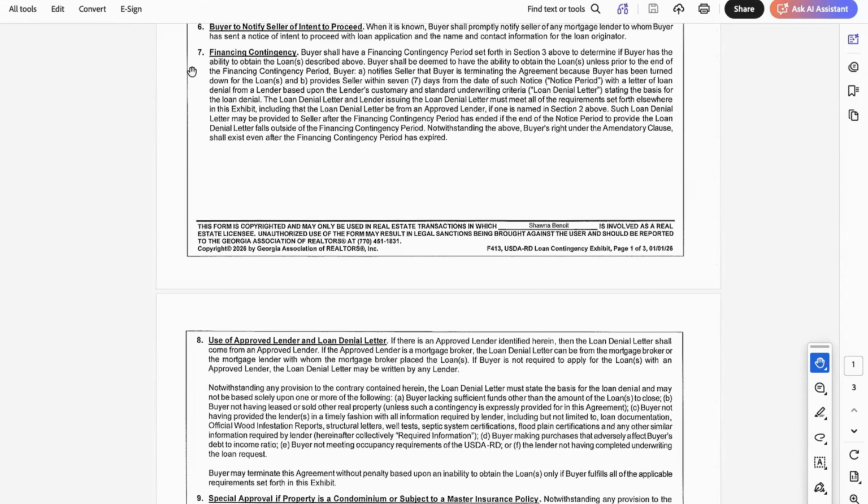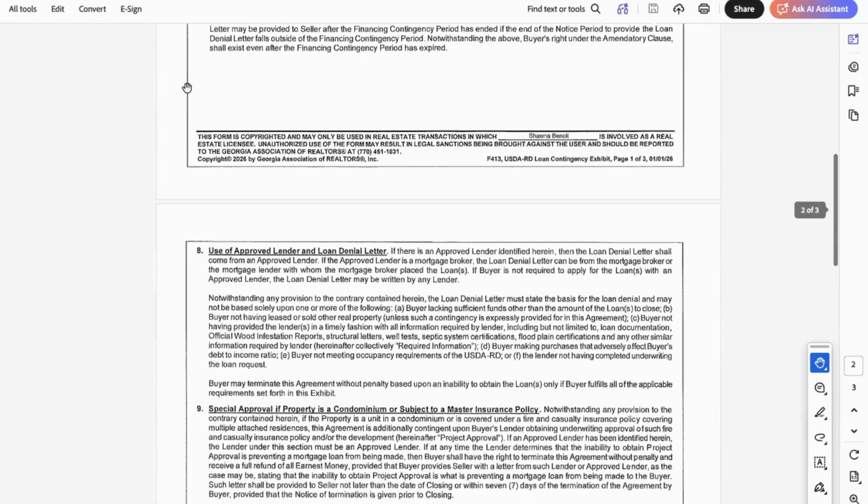Loan denial letter requirements: must state reason for denial, must meet underwriting standards, must come from approved lender if one is listed. The denial letter can be delivered after the contingency ends if the 7-day notice period extends beyond it. A mandatory clause exception: buyer's USDA mandatory clause rights survive even after the financing contingency expires.